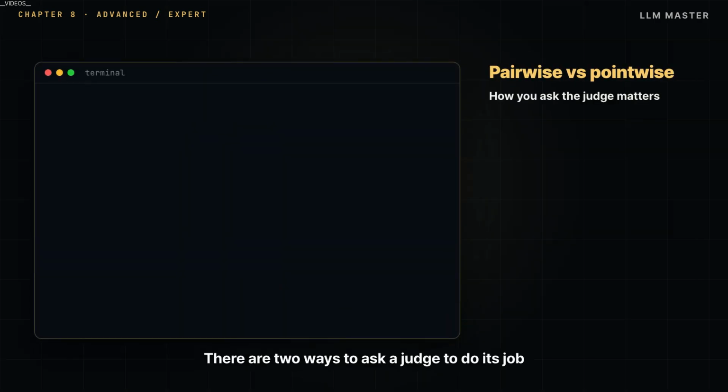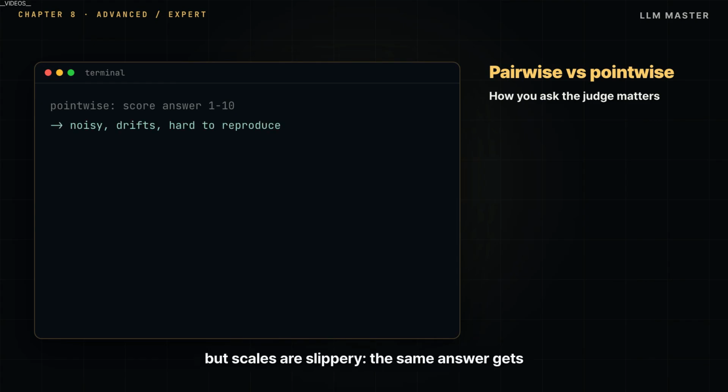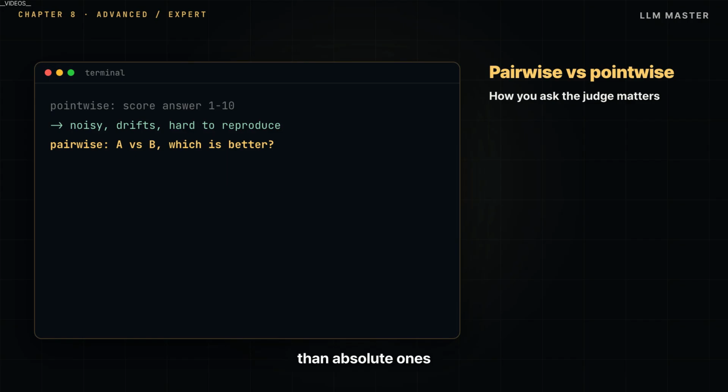There are two ways to ask a judge to do its job, and the choice changes how much you can trust the answer. Point-wise scoring asks the model to rate a single output on a scale, say 1 to 10. It's convenient, but scales are slippery. The same answer gets different numbers on different runs, the meaning of 7 drifts, and it's hard to reproduce. Pairwise comparison instead shows the judge 2 answers and asks which is better. Models are far better at relative judgments than absolute ones, so pairwise is more stable and more reproducible. It's the default for ranking systems against each other.